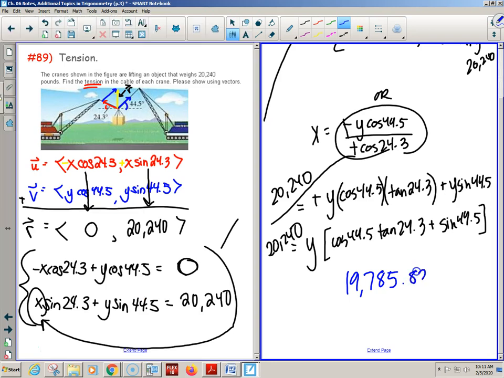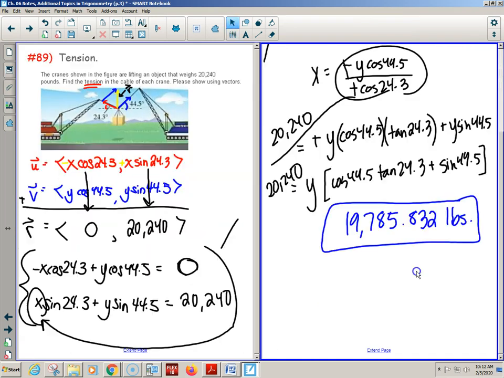19,785.832 pounds of force acting on the blue crane. But the cool thing is if you guys notice, with my substitution, I'm primed and ready to go to plug in that value that I have just chilling on my calculator into this expression, and I have x at the same time. Because with substitution, once you find one, you go back and plug it into the other one, and then you know that one too.